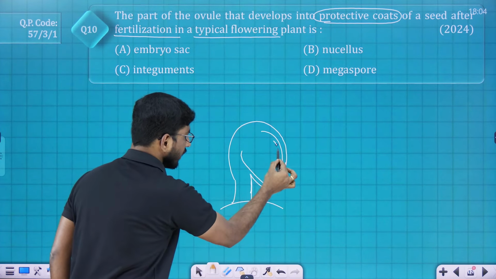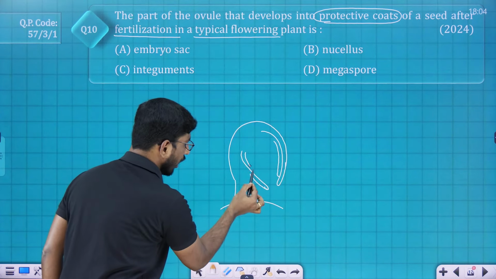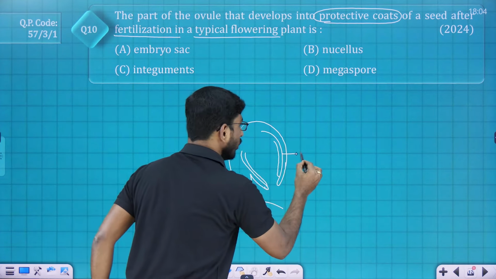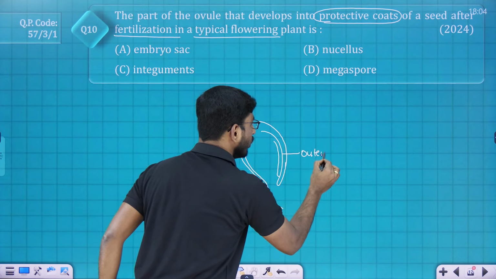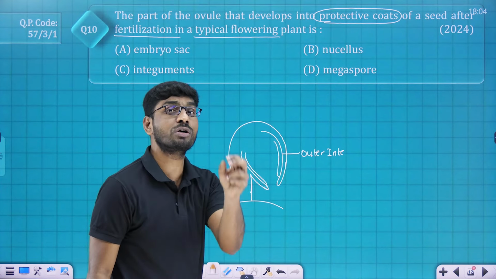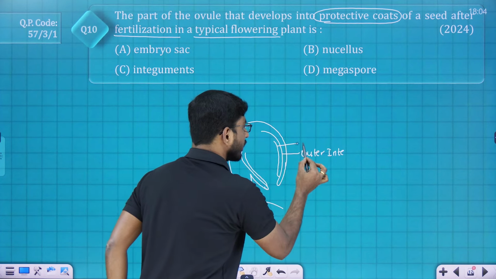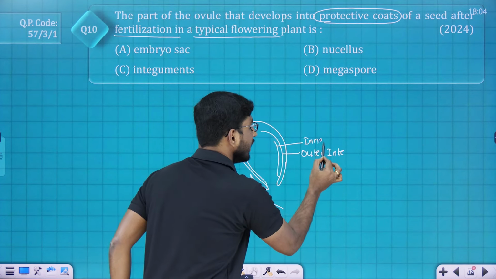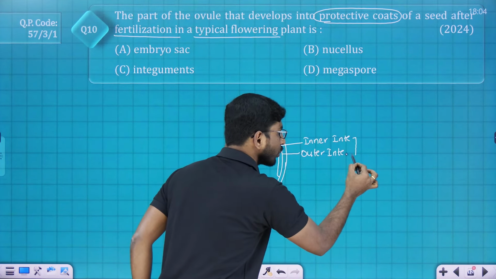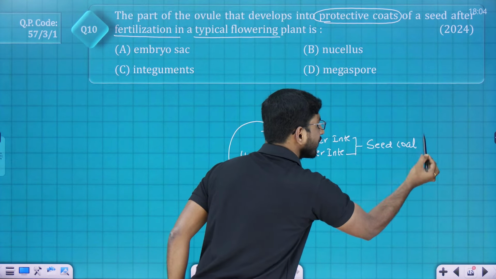Now look at here. This is the internal integument and external integument. There are two integuments. How many integuments? Two integuments are there. Now this is known as the outer integument. This outer integument becomes the seed outer coat called testa. This is the outer integument. This is what, tell me? Inner integument. This inner integument is what? Tegmen. These two actually convert into seed coats after fertilization.